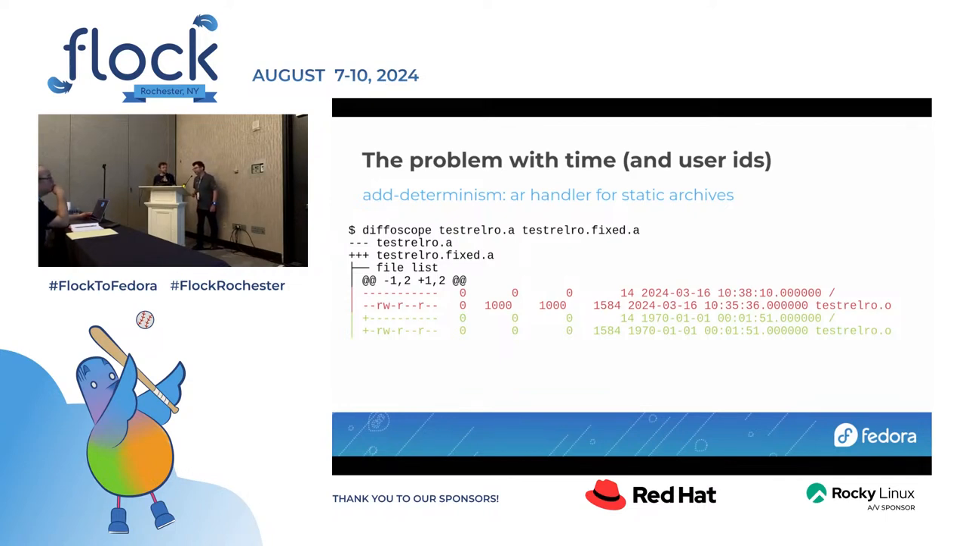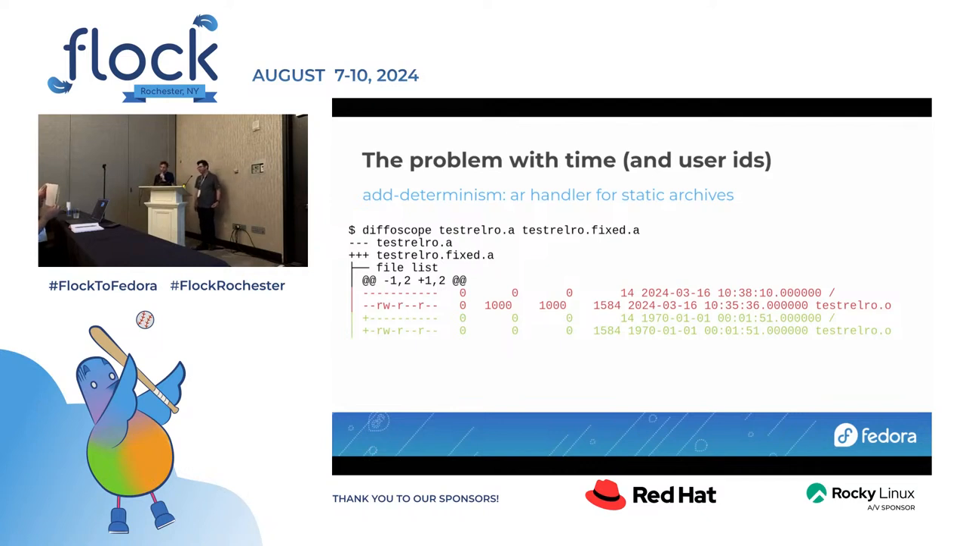Eventually, yes. But the thing is, packages that were built before that change flew into Fedora might still have this problem. So you would need to change ar to not record user IDs. It doesn't go into such details, but ar is a generic tool, right?